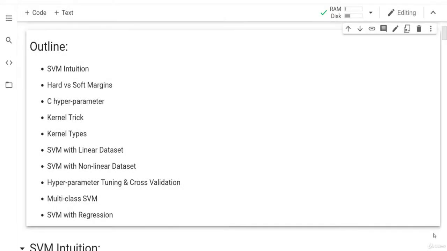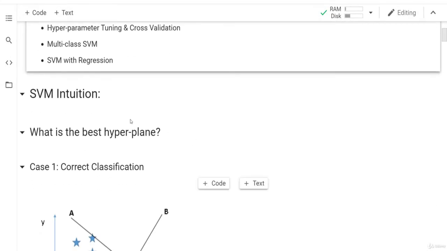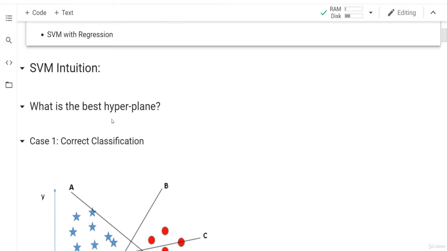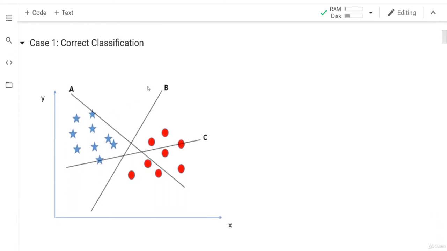Okay, so let's start with the SVM intuition, right? Let's look at these pictures and decide what is the best hyperplane. In this case, we have two classes, the stars and the circles, and we can separate these two classes using this decision boundary, or this hyperplane, or this hyperplane.